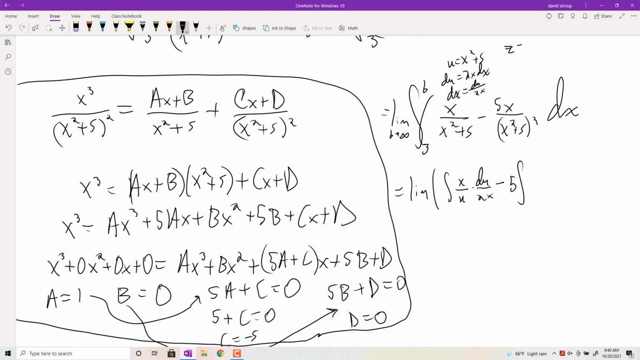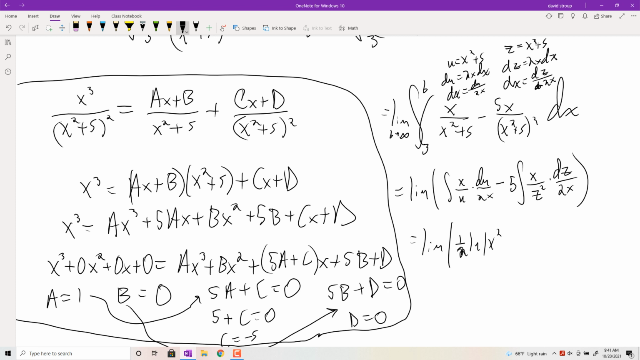Let's do a z sub on the x squared plus 5. So I get dz is 2x dx, and then dx is dz over 2x. Okay, so I have then x all over z squared times dz all over 2x. Okay, so I have the limit of, I can factor out 1/2 from this first integral, and that would just be the integral of du over u, which is an ln, right? So ln of the absolute value of x squared plus 5.